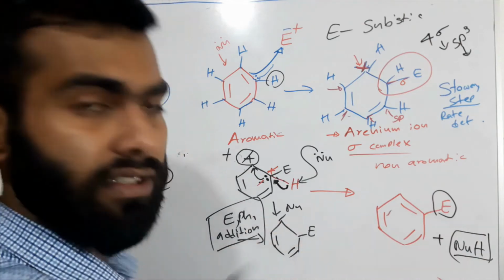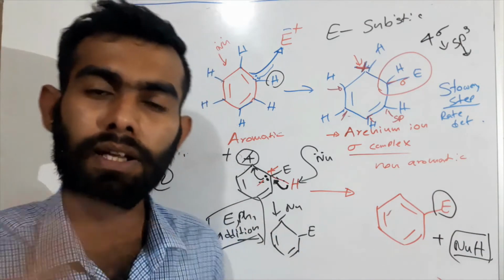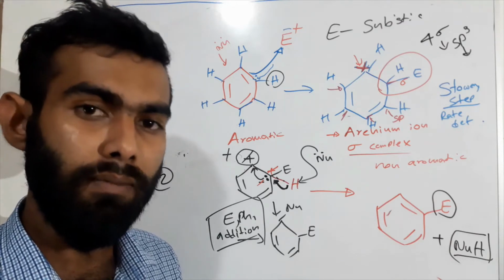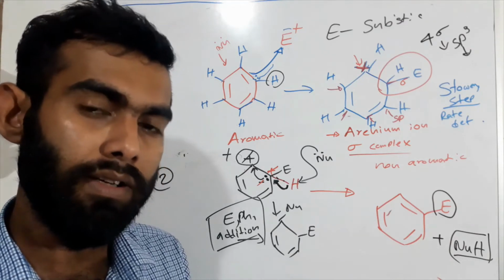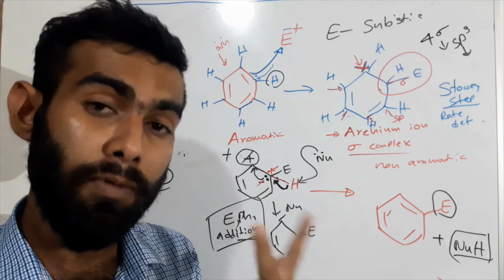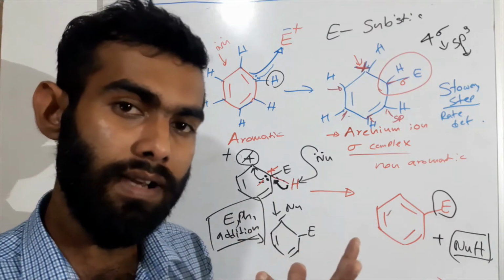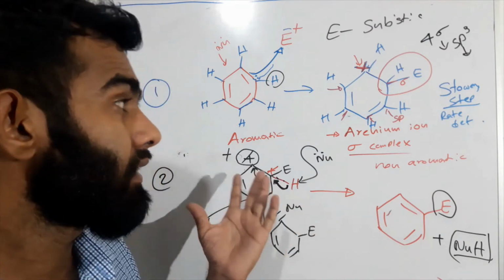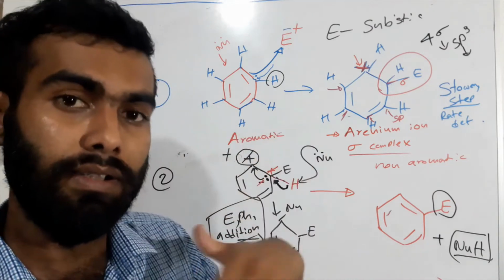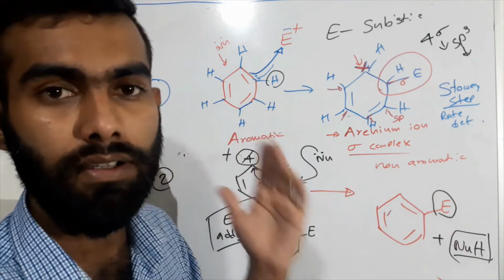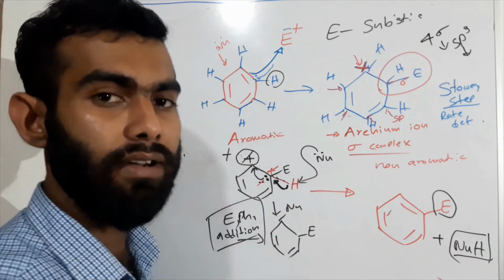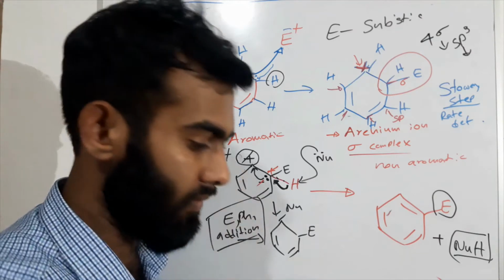This is the basic structure of every electrophilic substitution reaction, including halogenation, nitration, sulfonation, Friedel-Crafts alkylation and Friedel-Crafts acylation. The basic structure of every reaction mechanism is like this. If you carefully understand this structure, you can easily understand those 5 reactions. Okay.